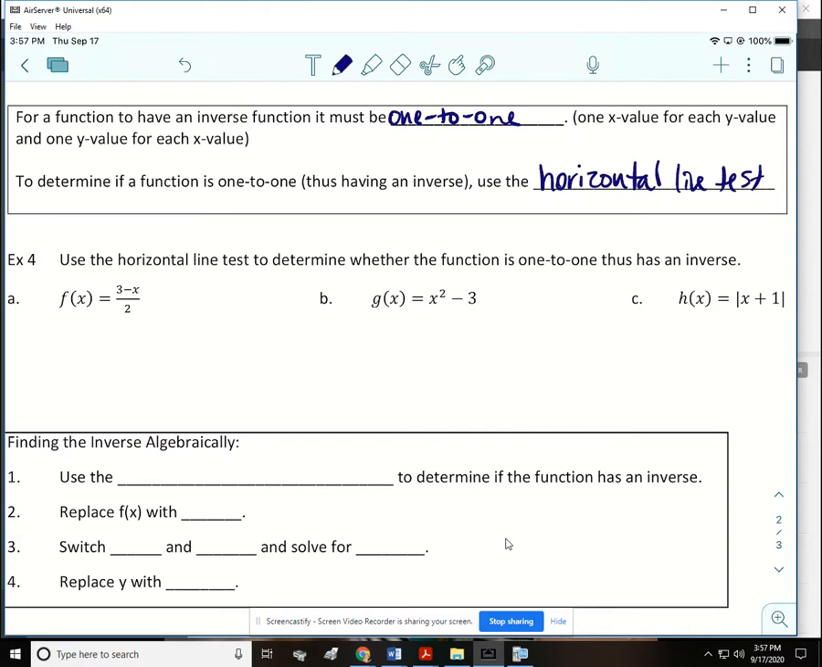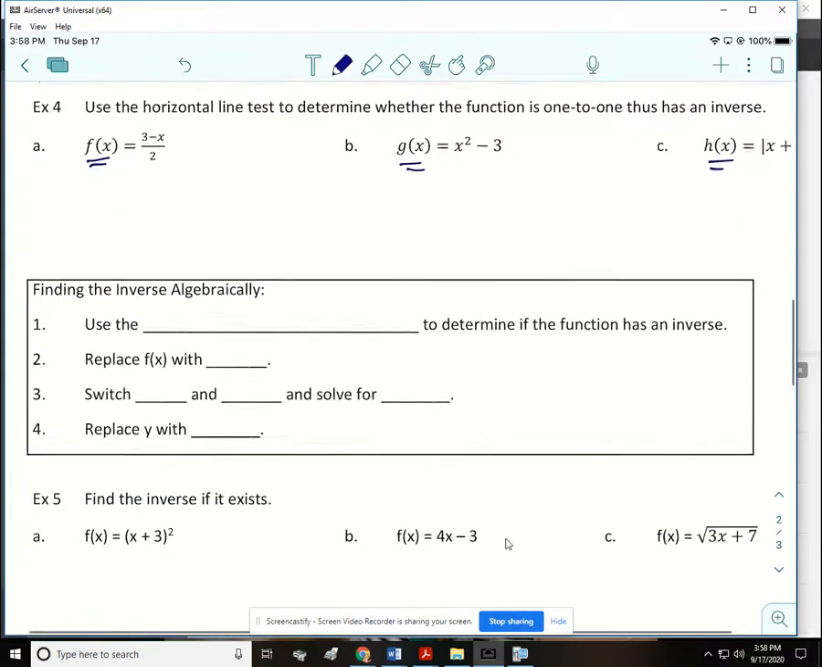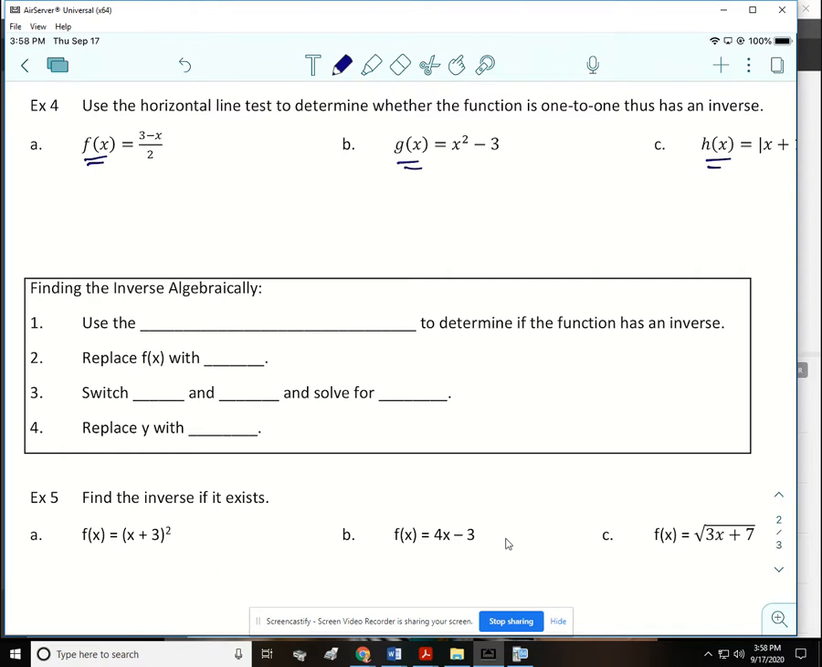So the vertical line test is used to test if something is a function. These we're already going to know they're functions because they're all going to be written in function notation. They are functions. We're trying to decide if they are 1 to 1 functions. And to do that, you use the horizontal line test. All right, so on example 4, it says to use the horizontal line test to determine whether the function is 1 to 1, thus has an inverse.